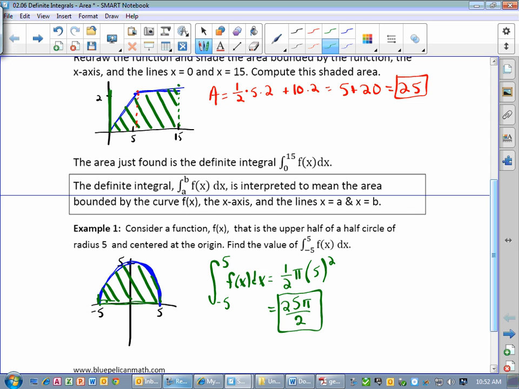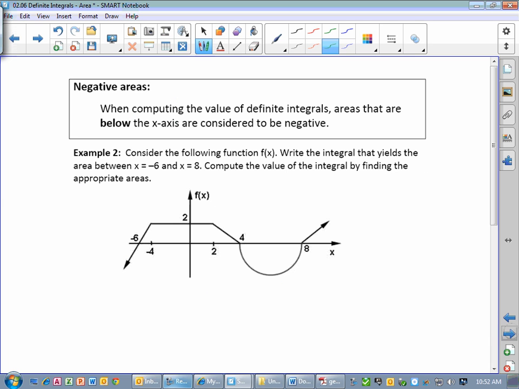We're doing an integral. It's under the x-axis. So that's what this says: when computing the value of definite integrals, areas that are below the x-axis are considered to be negative. So below the x-axis is negative. That's what we've got to remember.